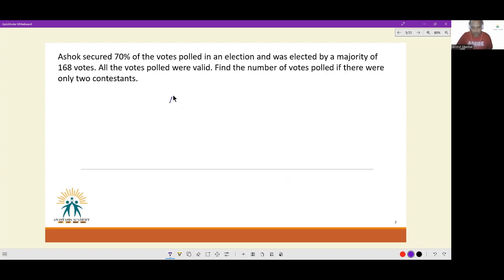So if there were only 2 contestants, Ashok got 70% of the votes. So his opponent must have got 30% of the votes because there were only 2 contestants. Ashok got 70%, opponent got 30%. The difference between this is 40% of votes polled. And this is also told to us as Ashok was elected by a majority of 168 votes.